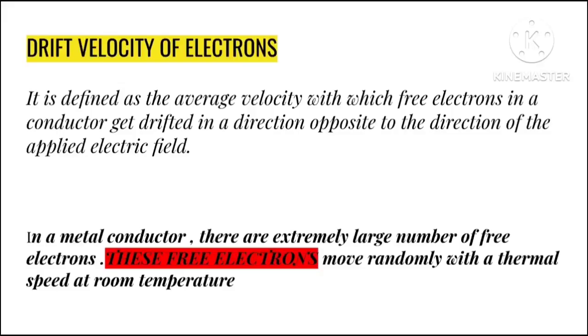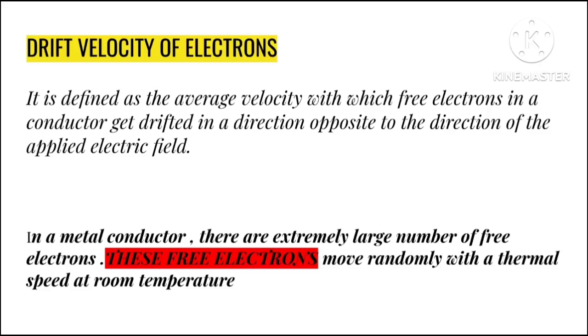Electrons can also drift, and that velocity is known as the drift velocity of electrons. Actually, this is the average velocity because electrons are free to move, so we can calculate the average of the velocity with which these free electrons in any conductor get drifted whenever there is an application of an electric field, and these electrons always get drifted in the direction opposite to the direction of the applied electric field.